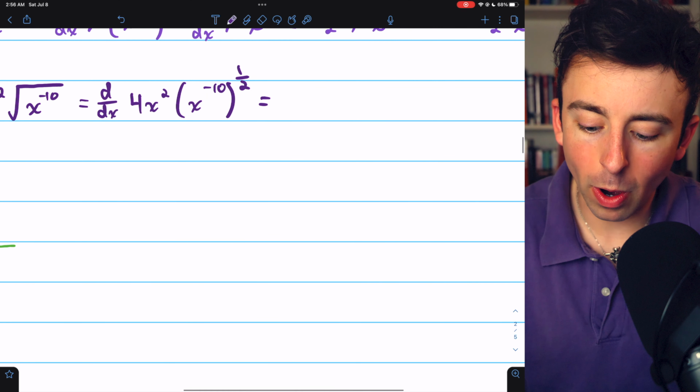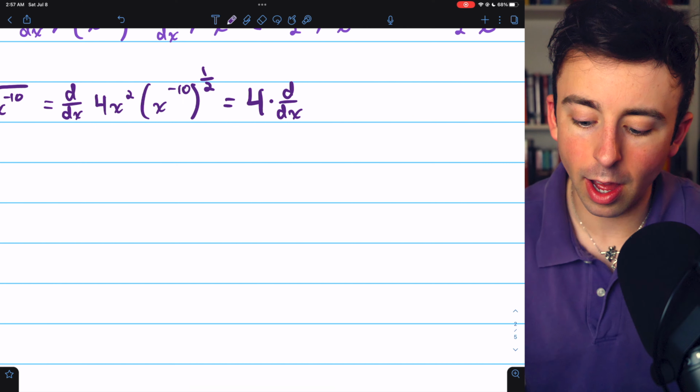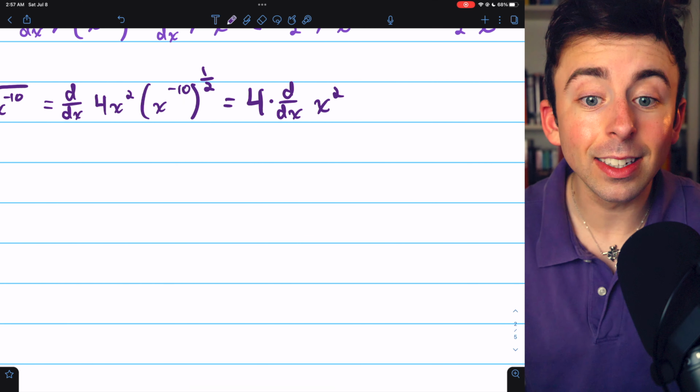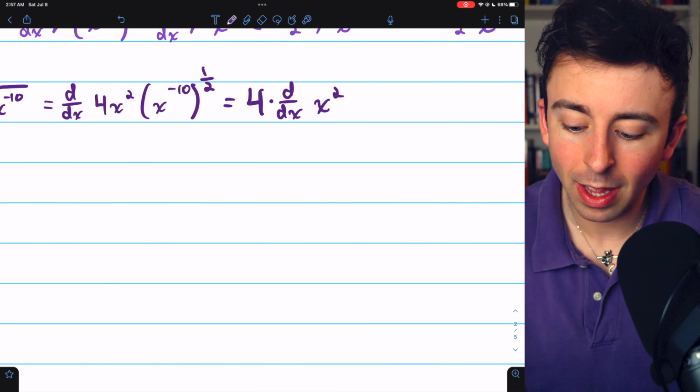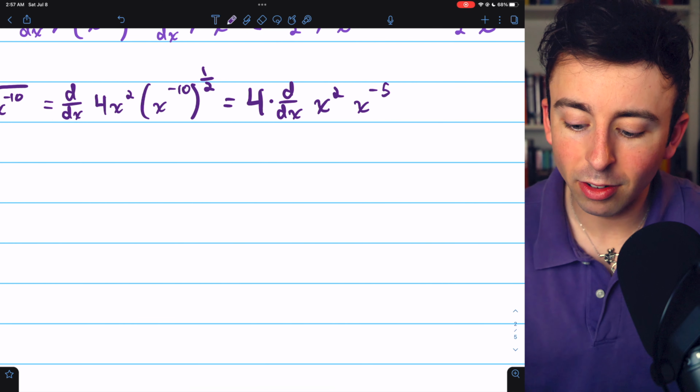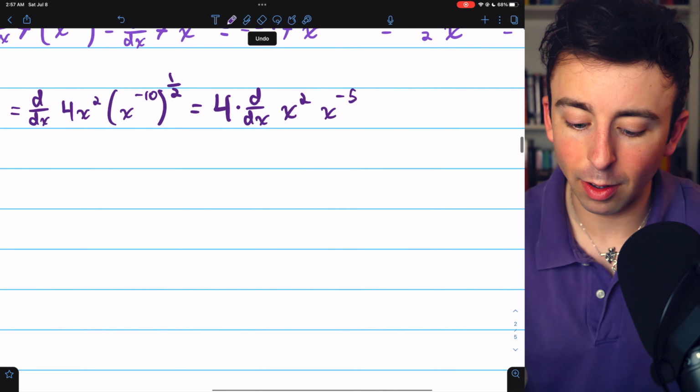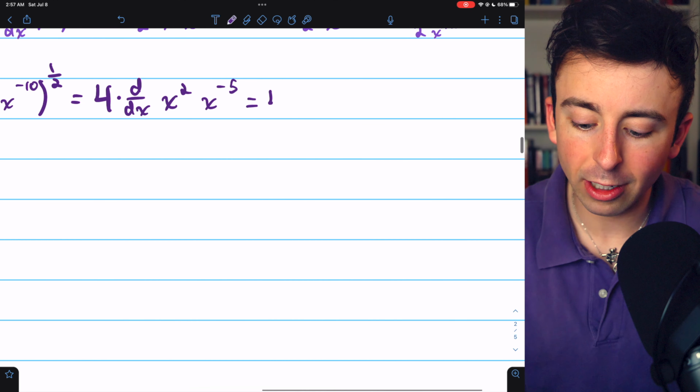We can bring the 4 out of the derivative if we want. I'll do it this time just for variety. So this is 4 times the derivative of x squared times, multiply those exponents. Negative 10 times 1/2 is negative 5. So x squared times x to the negative 5. Hopefully you remember your exponent rules.